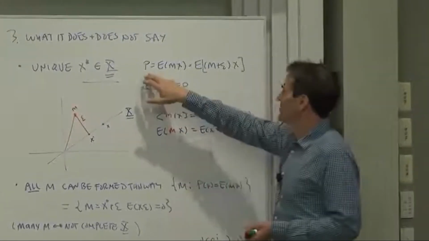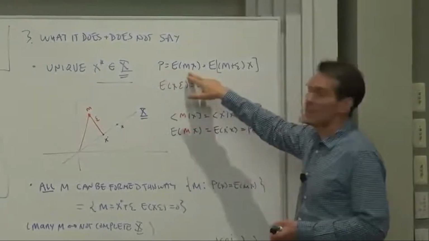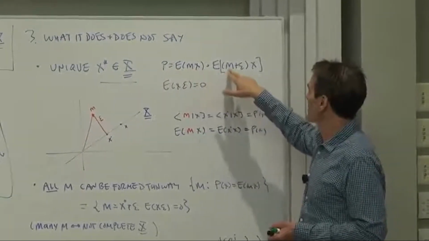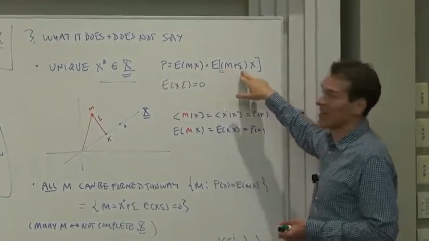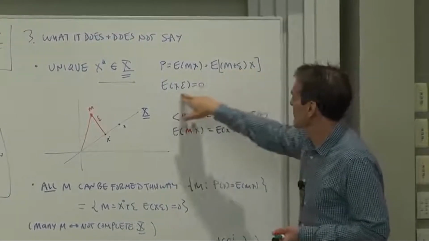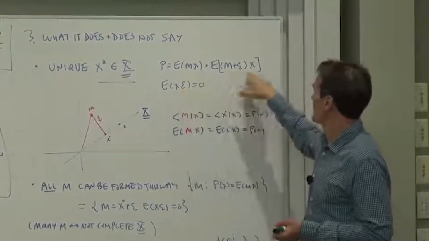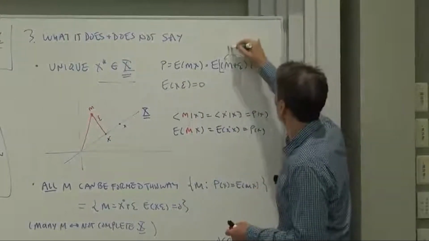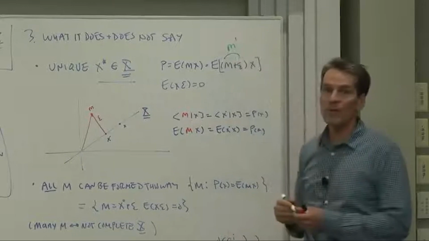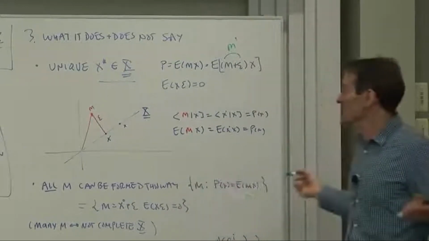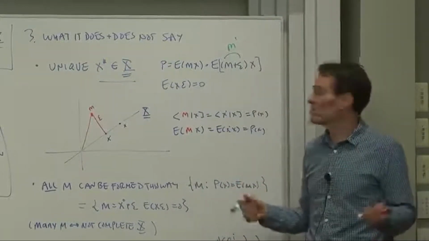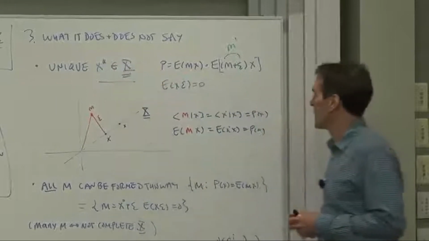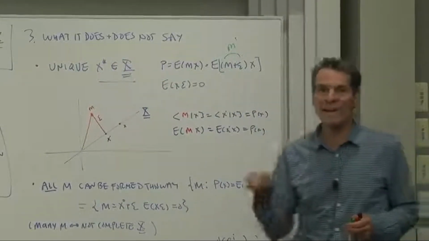For example, let's look at this algebraically. If price equals E(mx), then we can always say E((m + ε)x), add some noise. If that noise is uncorrelated with the payoffs, then you get the same price. You get the same price out of a new discount factor formed as the old discount factor plus noise. So there will be many discount factors, and x* isn't the only one of them. x* is the unique one in X.